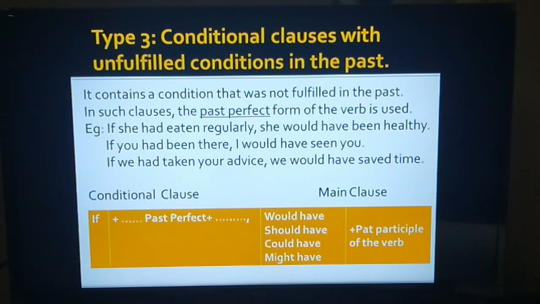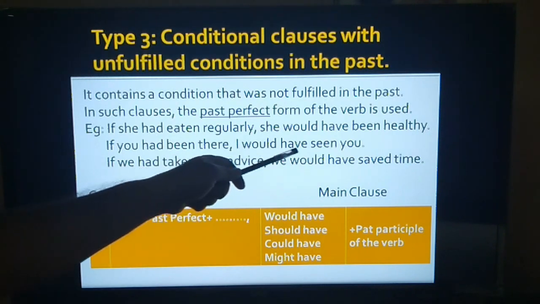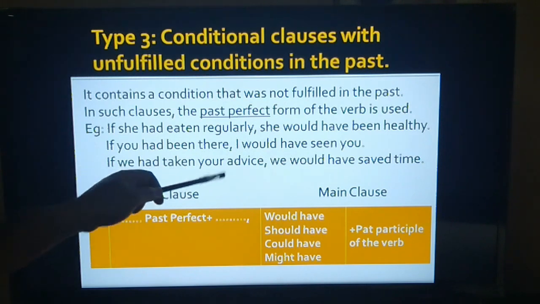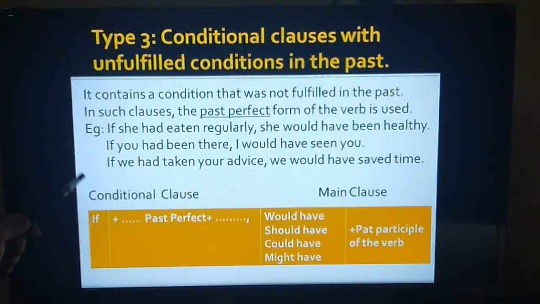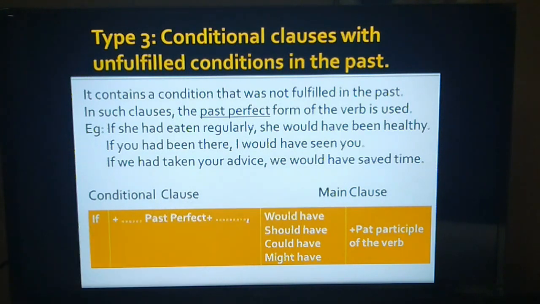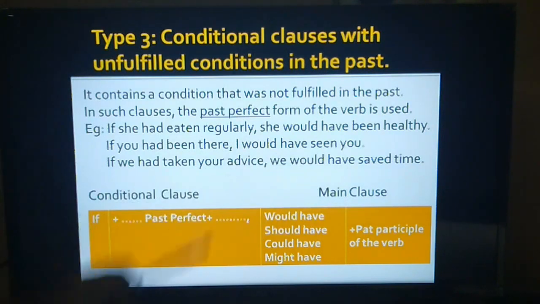So with would, we use have and then the participle form of the verb. After would have, we have the past participle form. If we had taken your advice, in the if clause we have used had taken, that is past perfect. In the main clause, would have, then participle form of the verb, saved. If we had taken your advice, we would have saved time.